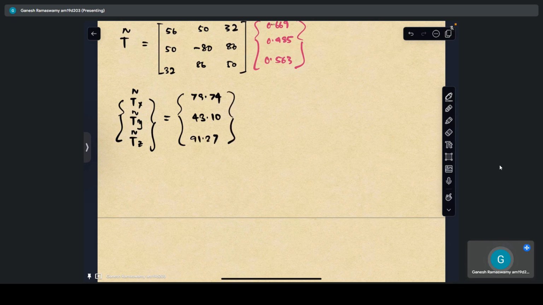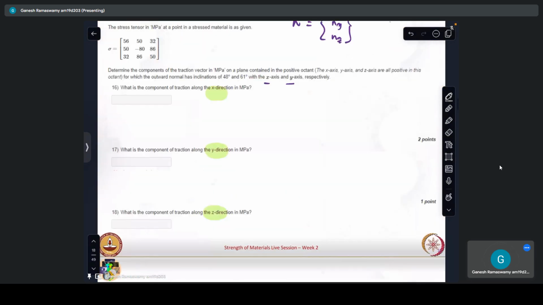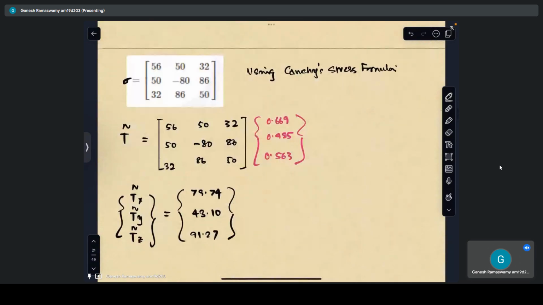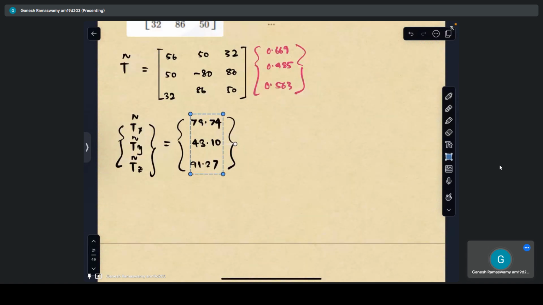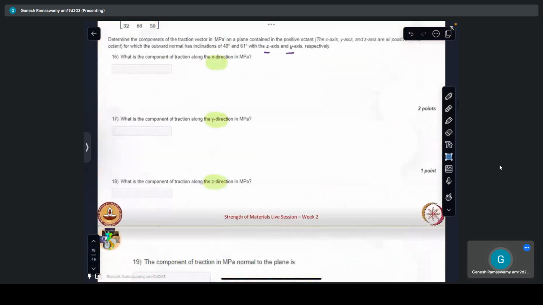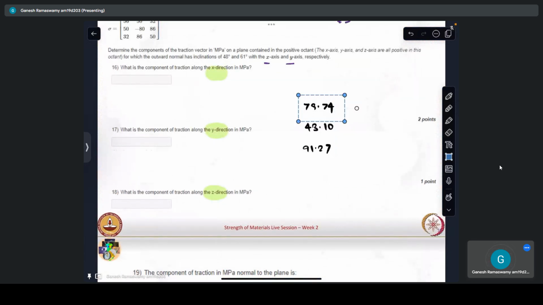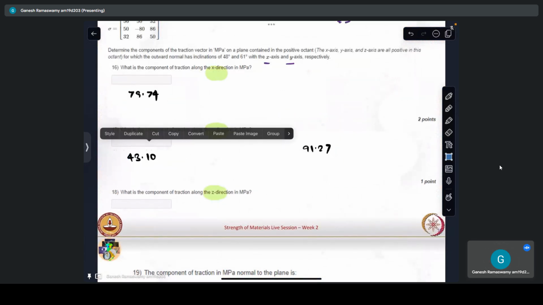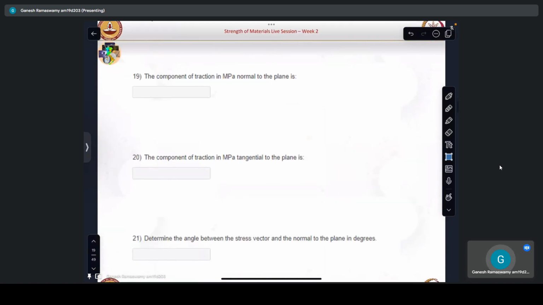So at once we have been able to find what the traction vector components, or the stress vector components, are on this plane. So we have the answers here. So let us just copy and take them here. So this is our Tx, Ty and Tz. So far so good. The component of traction that is normal to this plane is what is asked. Now we saw that this is our traction vector. This is Tn.